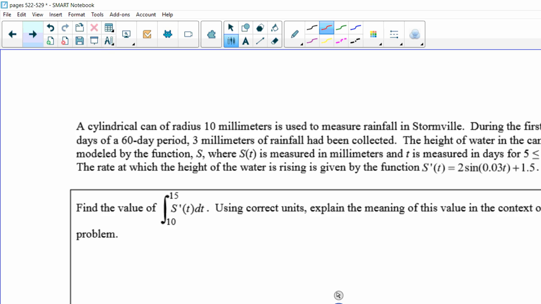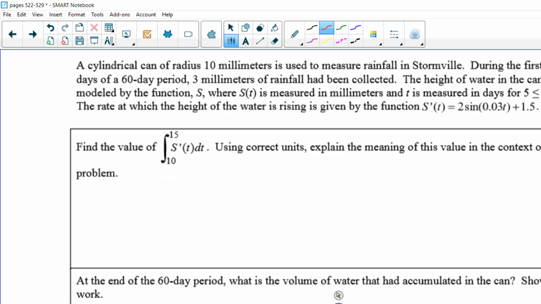I don't know what that was, but okay. Do we have 2 more questions? Oh, this is our last page. Okay.